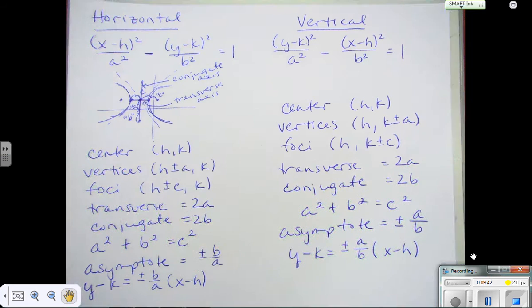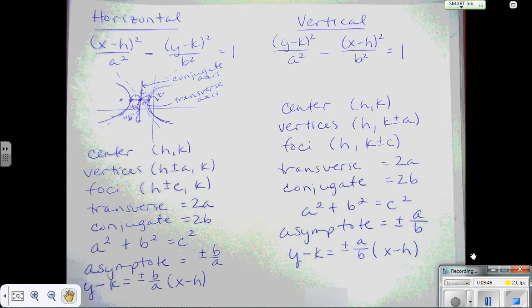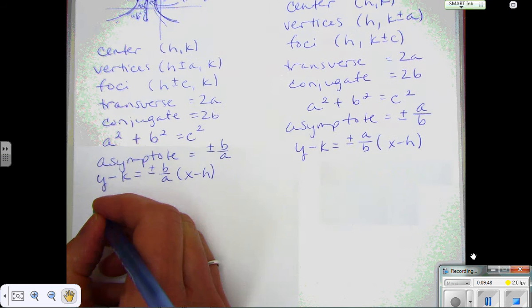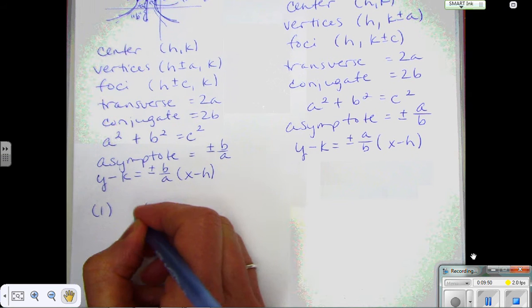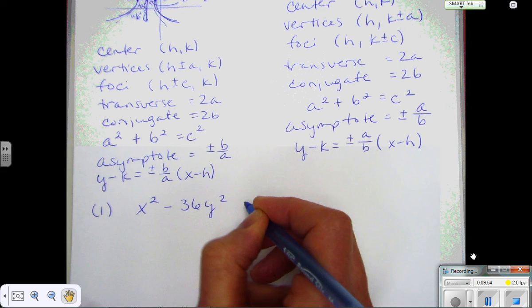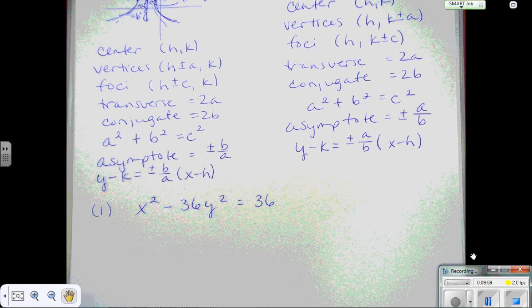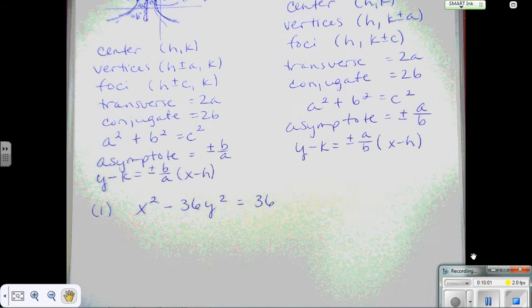Let's do some examples. Let's look at number 1. It says to find the coordinates of the center, the vertices, the foci, and the slope of the asymptote.